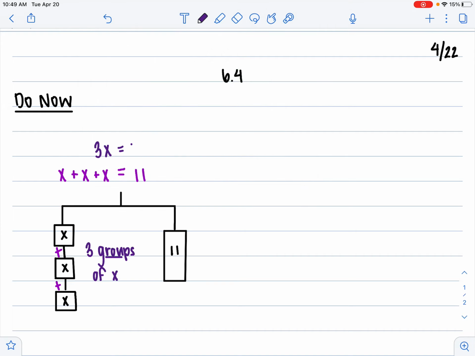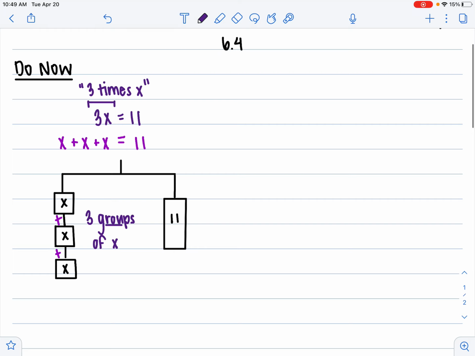3x equals 11. Now remember that 3x is the same thing as saying 3 times x. When we're working with variables, letters to represent numbers, we don't need to write the multiplication symbol. We can simply hug the letter and the number together.